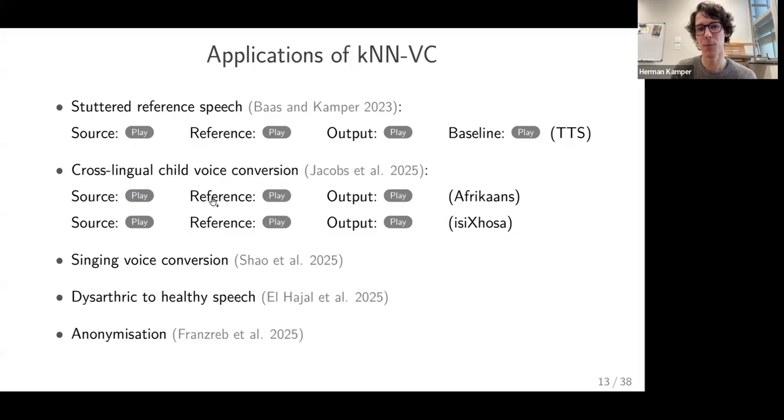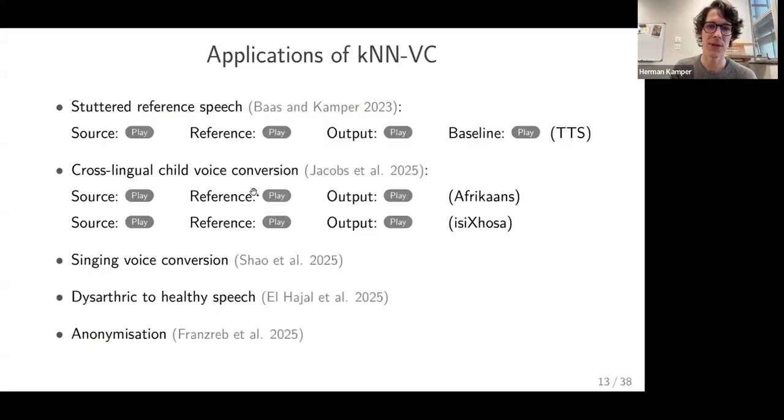And then what we do is we convert it so that it sounds like children using some child reference data. And then we use this as additional data for training our models. So I'll just play the Afrikaans example. It was for Afrikaans and isiXhosa that we built these systems. So I'll play the input, the reference, and the output.